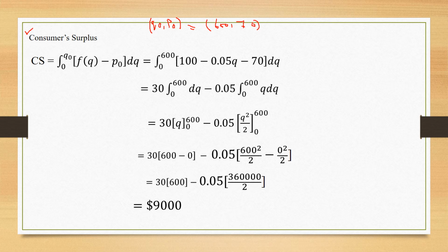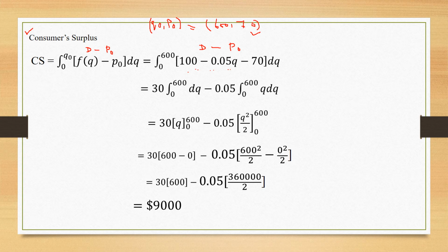For the consumer surplus, the formula which we have is the definite integral from 0 to Q naught of the demand equation minus P naught, D of Q. So the demand equation is here, minus P naught, meaning the value of P, which is 70. And the 600 is the value of Q naught.